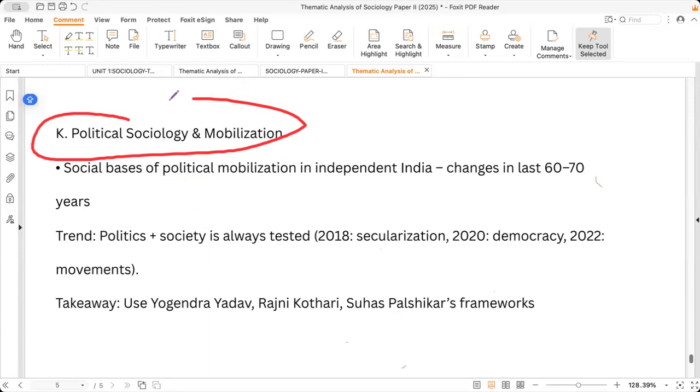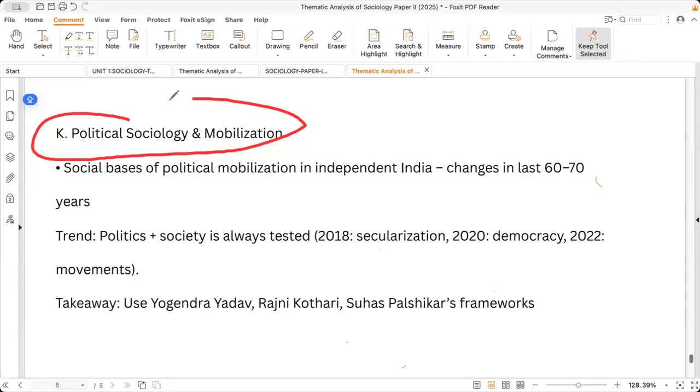In 2018, they had asked about secularization. 2020, they had asked about democracy. 2022, they had asked about movement. So you have to utilize certain thinkers. Like Yogendra Yadav has talked at length. Rajni Kothari, a political scientist. Subhas Palshikar, and there are many others.